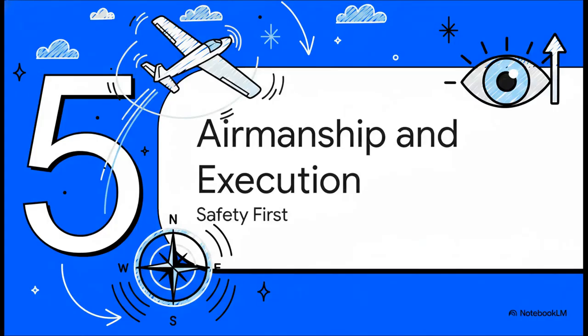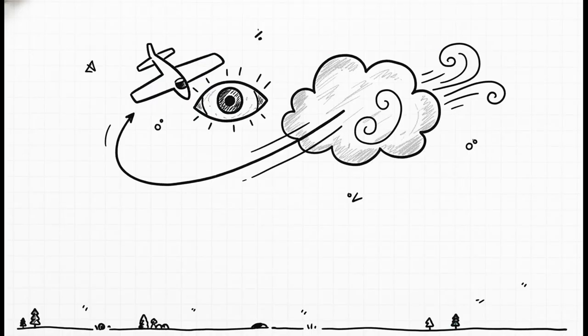Finally, Section 5, Airmanship and Execution. Because safety absolutely comes first. Beyond just moving the controls, true airmanship dictates a really strict protocol here. Because you're intentionally bringing the aircraft right to the edge of its stall speed, you absolutely must practice this at least 1,500 feet above ground level, just to give yourself a solid safety buffer.